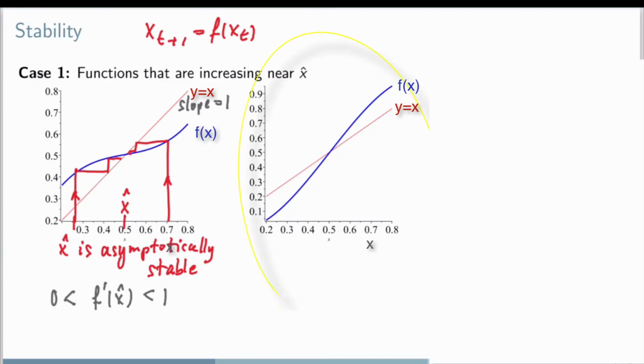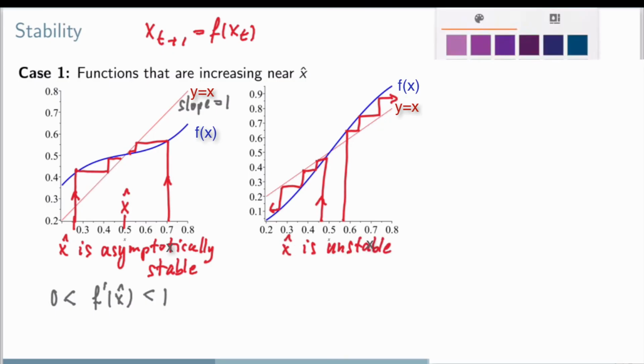Let's look at the next case. Here I start cobwebbing. I go to the function, to the diagonal, to the function, to the diagonal, to the function, to the diagonal, to the function. So I clearly move away in this case. And guess what? If you start on top of it, I also diverge away. So here it appears that x hat is unstable.